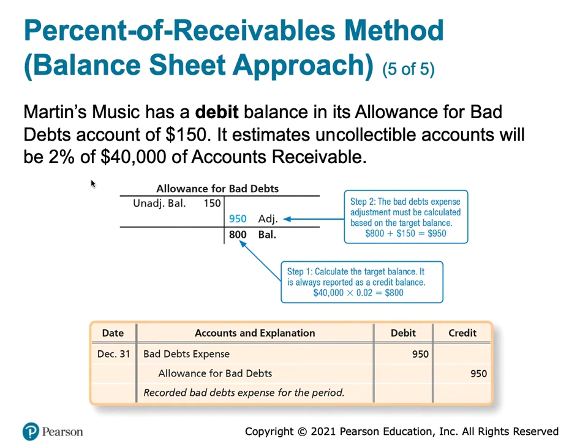And so in this case, we anticipate we have $40,000 of accounts receivable and 2% we estimate will be uncollectible. And so the target balance is $800, but because it has a debit unadjusted balance, it's going to be $950 credit to achieve that $800 balance. And so just be aware of what your unadjusted allowance for bad debt balance is and how you need to adjust it to achieve the target balance that you're working towards.